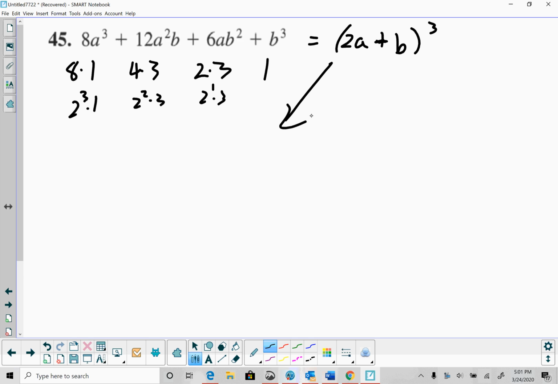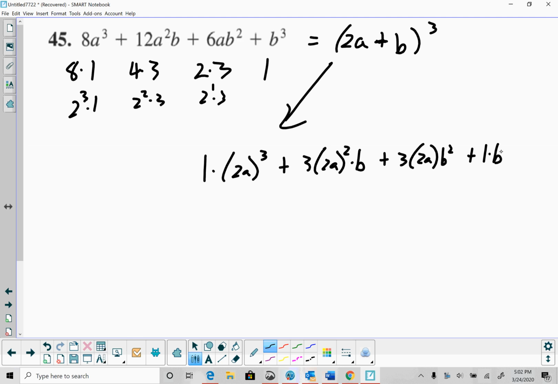Because if we use Pascal's triangle and then our binomial theorem, this should be 2a to the third plus 3 times 2a squared times b to the first, plus 3 times 2a to the first times b squared, plus 1b cubed. So the only way to get those coefficients to match up with the 1, 3, 3, 1, knowing it's to the third power, is if we give our first term not only the variable a, but also the coefficient of 2.